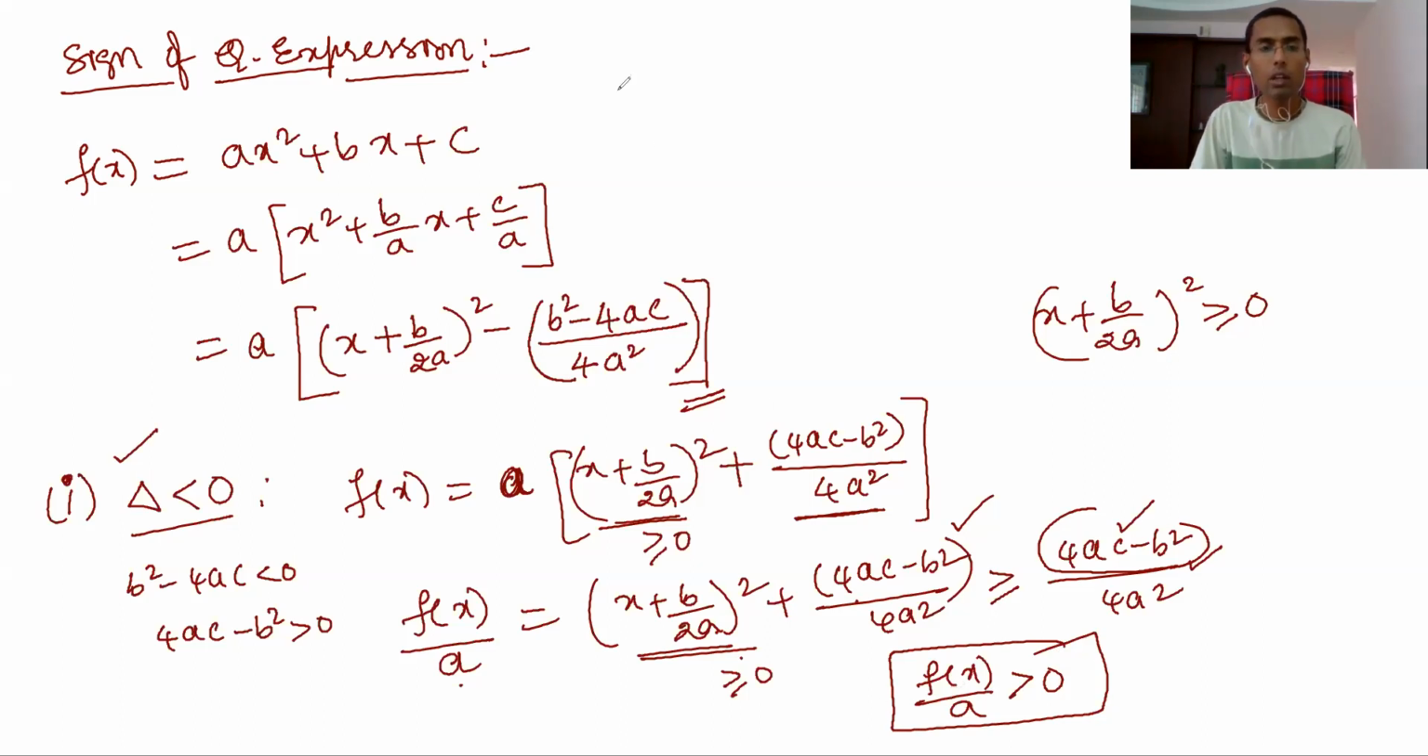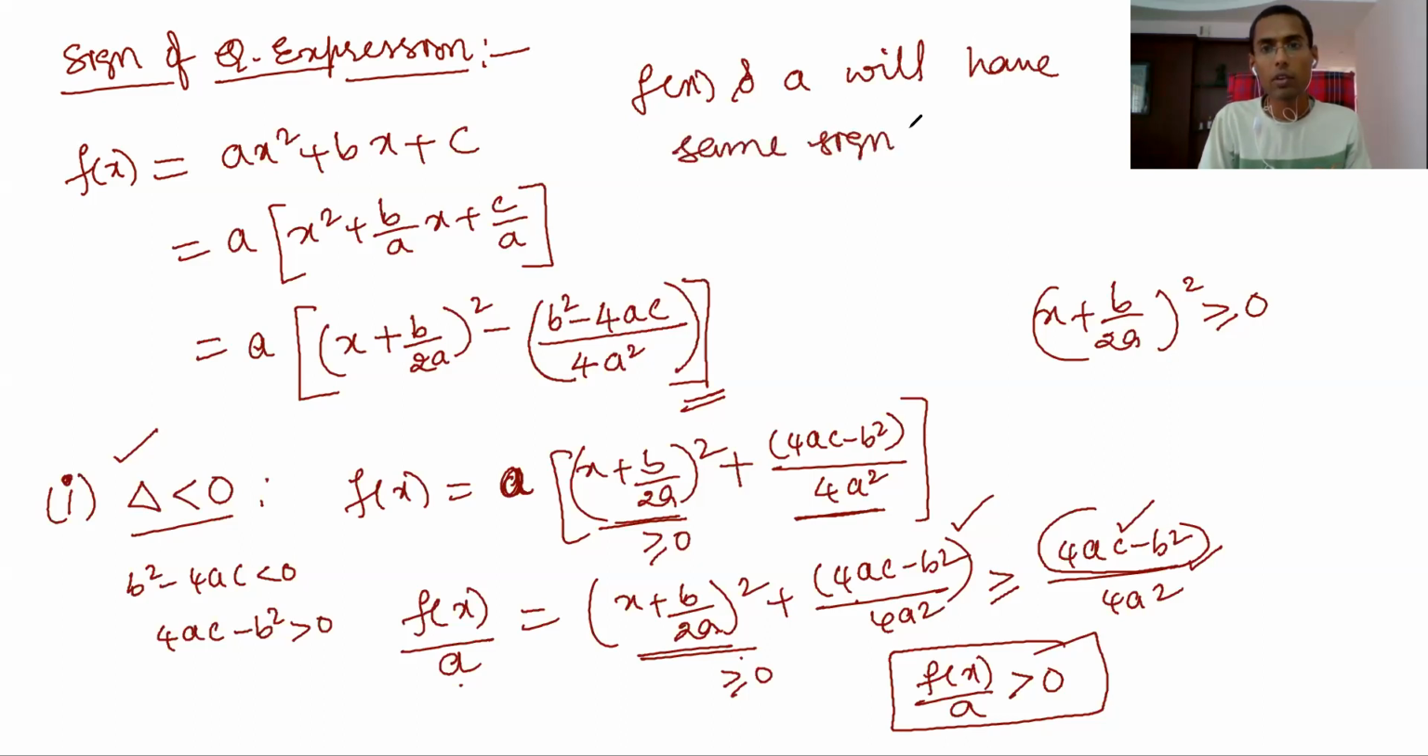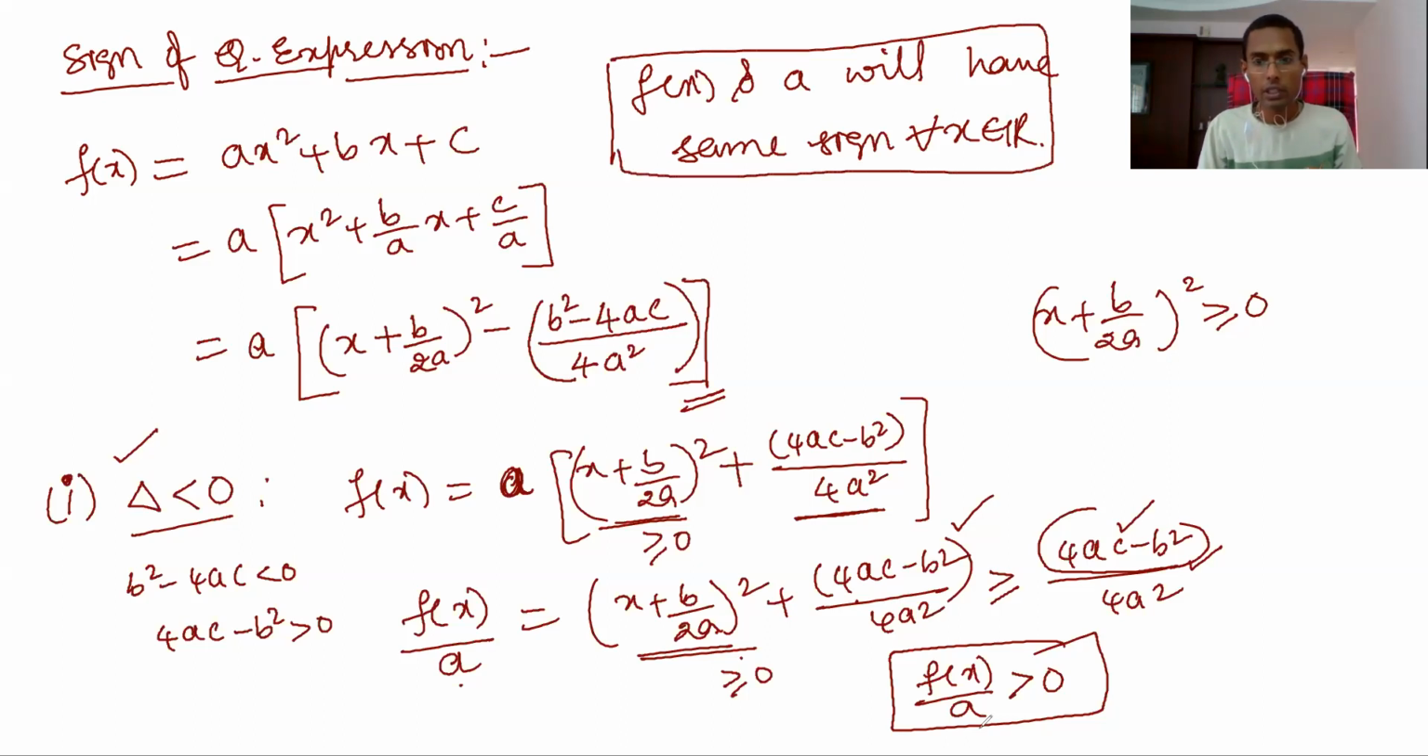So what is the conclusion now? F of x and a will have the same sign for all x belongs to R. That is the conclusion. That means here if a is negative, f of x must be negative. If a is positive, f of x must be positive.